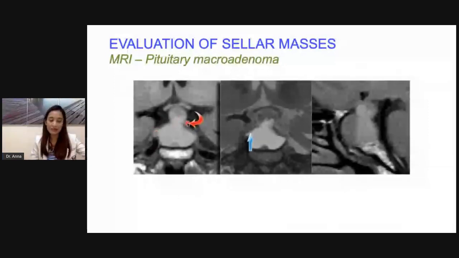As you can see, there is a waistline in the mass. This is caused by the configuration of your sella turcica, and this is what we call the snowman sign. It looks like a snowman in an MRI. This one is the presence of a dural tail. The mass is attached to the dura, and this is an example of a meningioma.